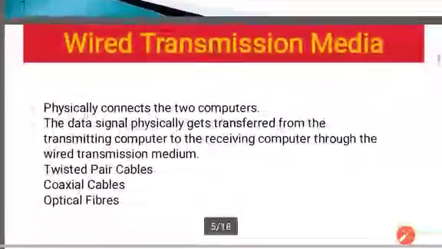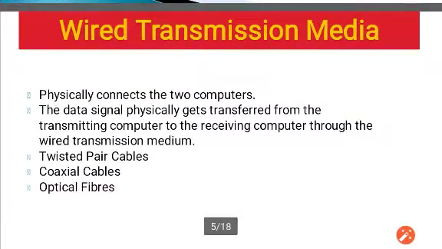Moving to the next one. The first type of transmission media, that is wired one, physically connects the two computers. For this we require the wire technology. The data signal physically gets transferred from the transmitting computer to the receiving computer through wired transmission media. Let us see what are the different transmission media for wired. We can have the twisted pair cables, then the coaxial cables, and the last we can have the optical fibers.